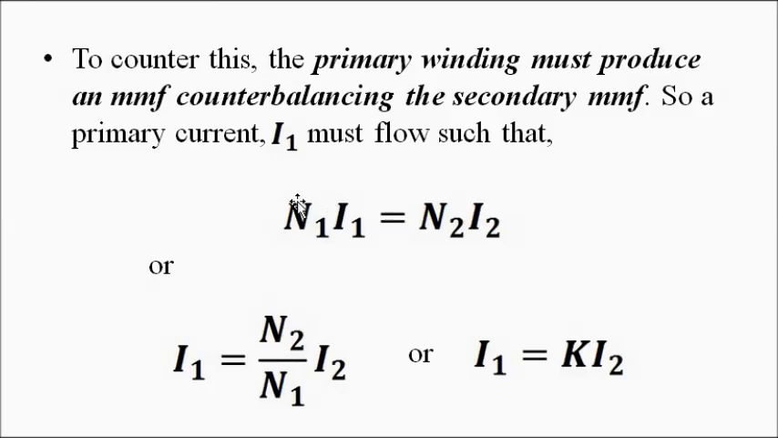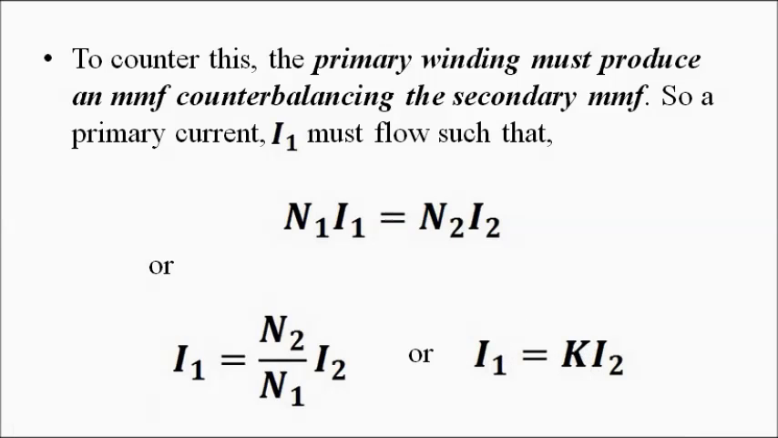This primary MMF N1I1 across the primary winding is equal to the secondary MMF N2I2 across the secondary winding. Or we can write I1 as N2 by N1 I2, or I1 is equal to K I2, where K is equal to N2 by N1. So depending on the transformer type, whether it is a step up or step down transformer, the value of K will control the magnitudes of I1 and I2.